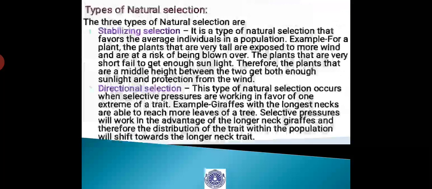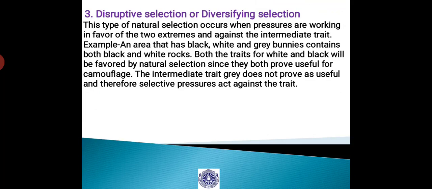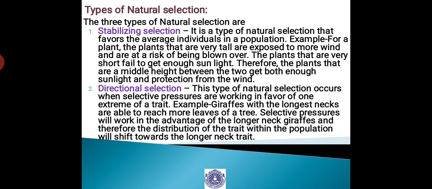Now, coming to types of natural selection. The three types of natural selection are stabilizing selection and directional selection, and the next one is the disruptive selection. Let us go through the stabilizing selection first. It is a type of natural selection that favors the average individuals in a population.